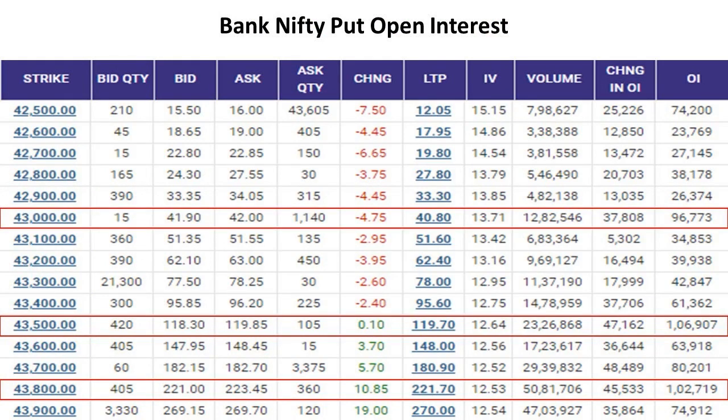So friends, now let us discuss what we have observed in Bank Nifty puts. In Bank Nifty puts, you will see on the screen the action was seen in 43,800 puts, then 43,500 puts, then 43,000 puts.